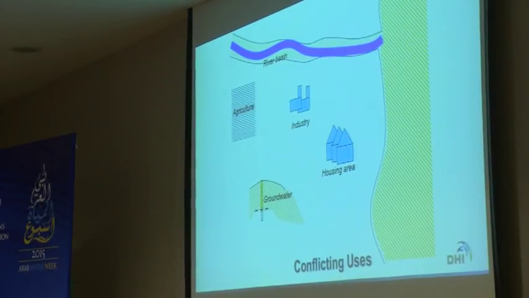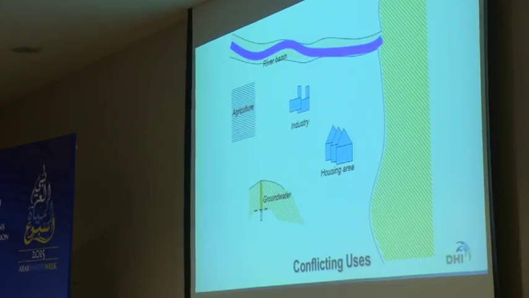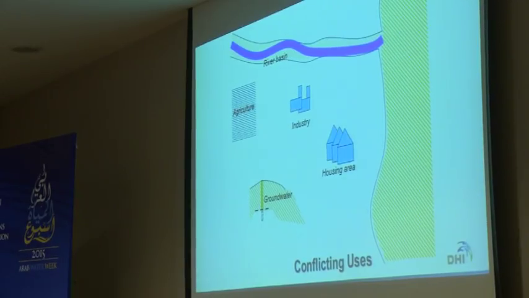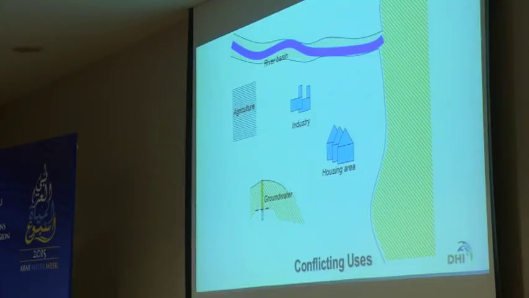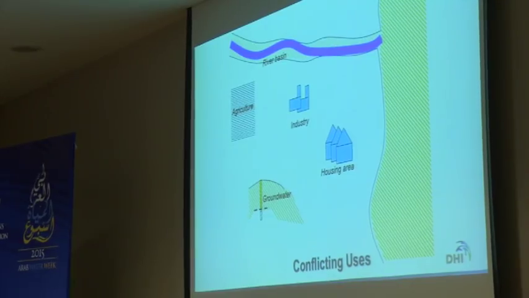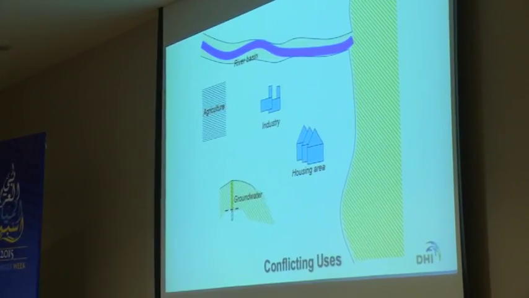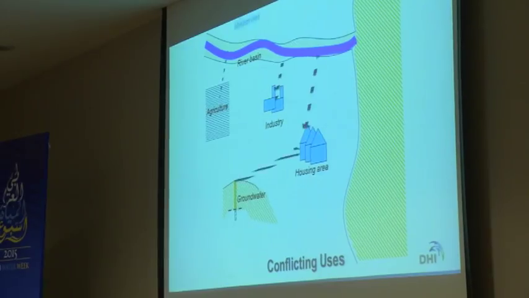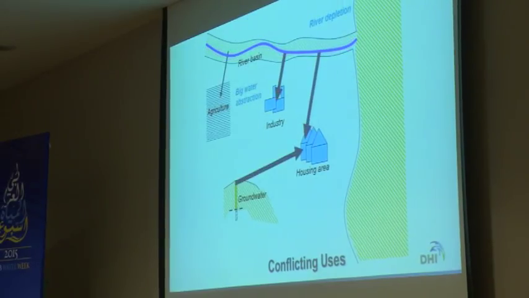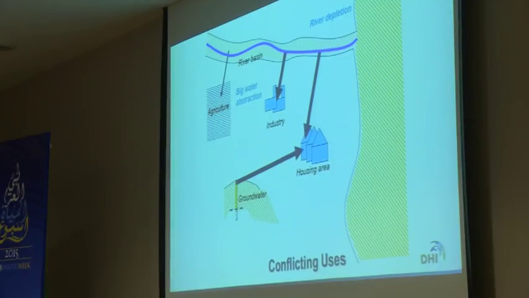In this region, and also with some of the other presentations that I've seen on water scarcity and the non-revenue water issues and so on, when we look at a specific catchment, we have a lot of conflicting uses of water. We have the agricultural uses, we have the industry using water, we have the households using water, and that also comes with wastewater that goes into and pollutes something.